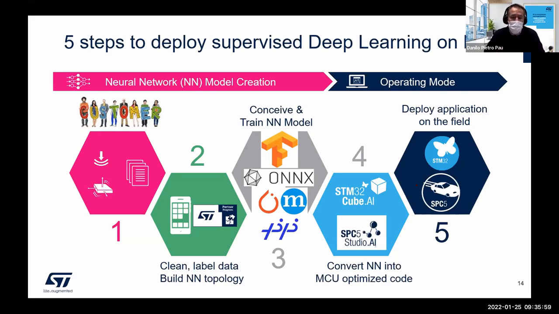Then, if I want to take the results of a training, a pre-trained neural network or a pre-trained machine learning pipeline, I need to deploy it on my target execution device, which is a microcontroller. We produce two microcontroller families, called STM32 for IoT and SPC5 for the automotive domain. What should I do? Handcraft the solution.